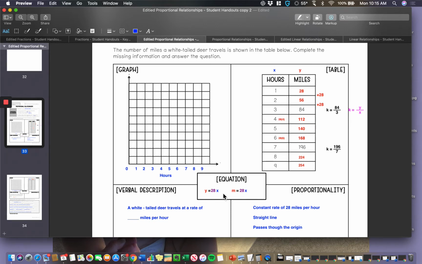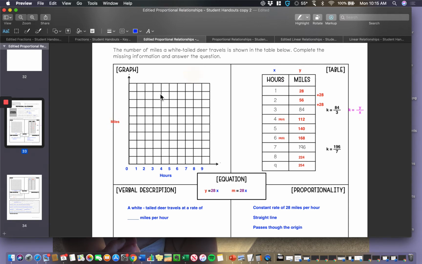So you have a graph over here, so we have to label our graph, and I chose the bottom to represent the amount of hours, and my table goes up to 9, so I labeled my segments in units of 1, okay? And then we have to label the side of the graph, and what do you think that's going to be? That's right. It's going to be the amount of miles that the deer goes. So we need to label miles over here.